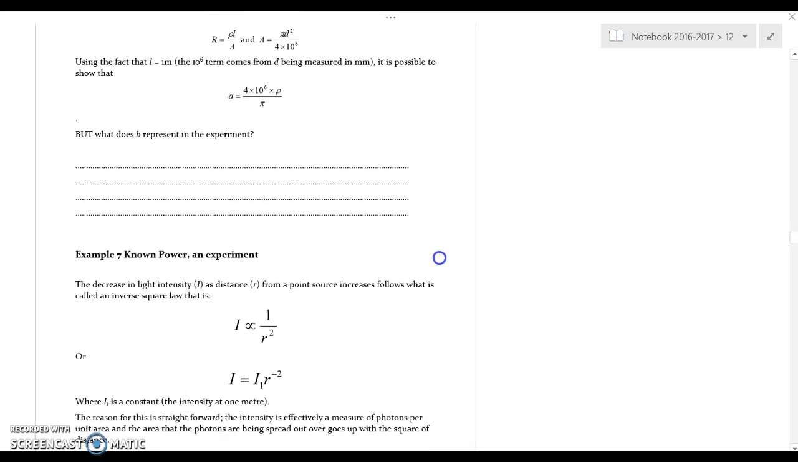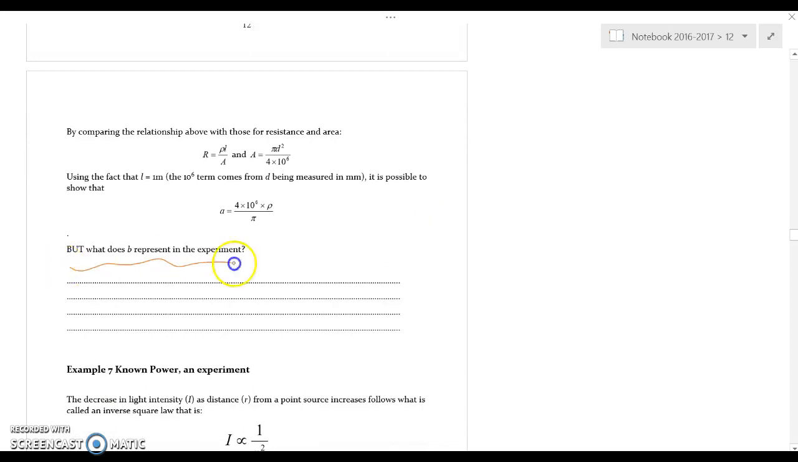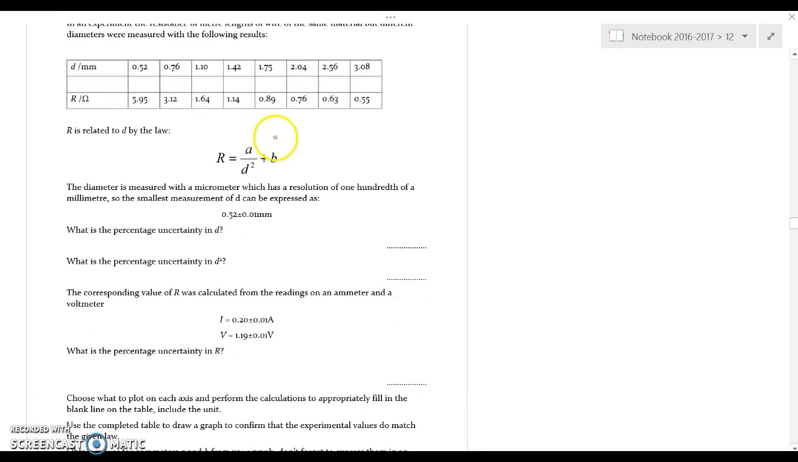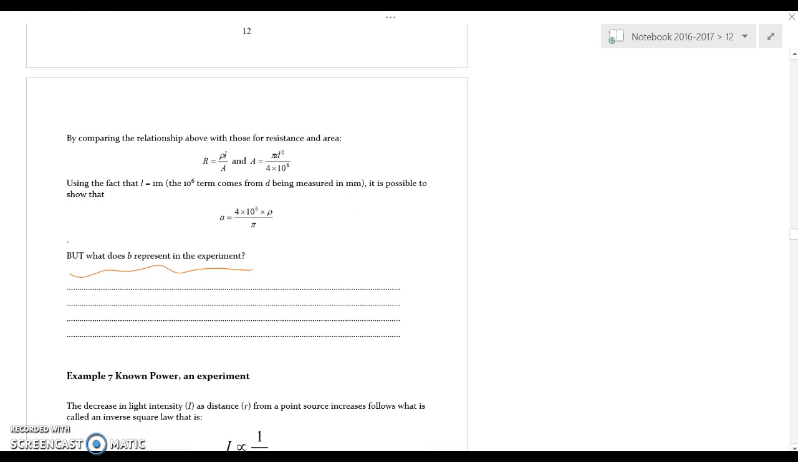Then there are some challenging questions here, particularly this one. Have fun with that. You're basically saying, if B is the y-intercept in this relationship here, what does B physically mean in terms of things like rho, L, A, and D? You'll need to rearrange some equations to determine the answer to that question.